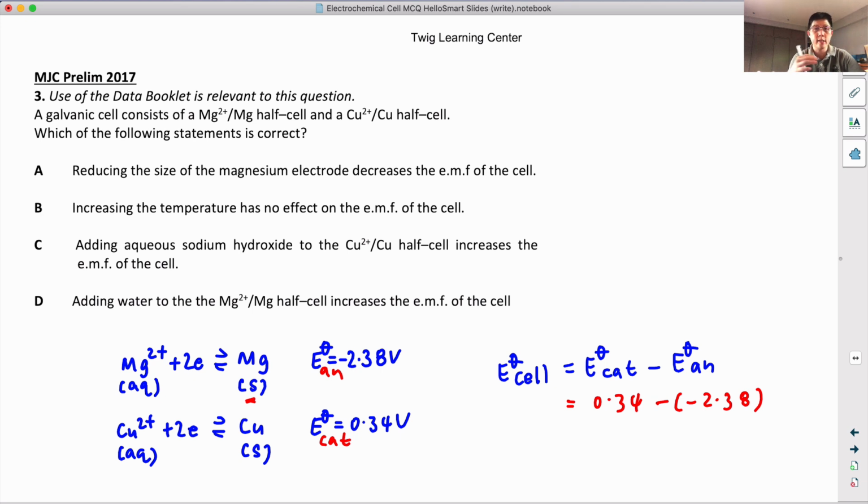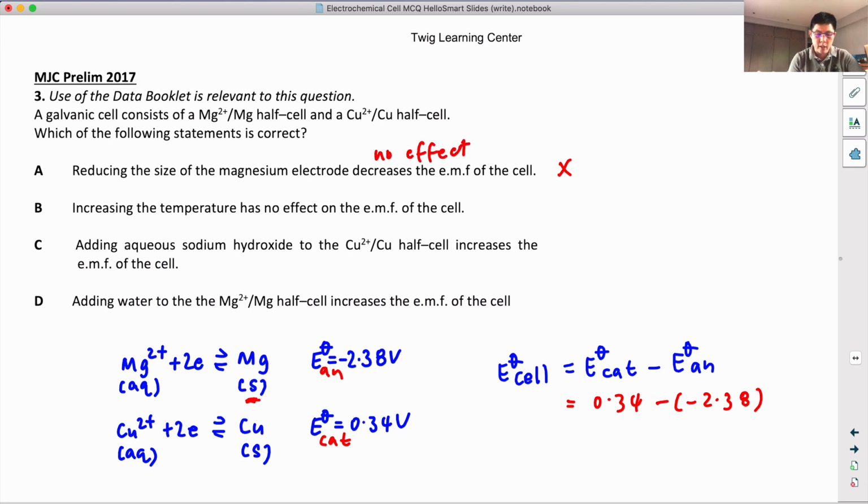It's like when you do Kc in chemical equilibrium, the solid is not part of the equilibrium constant equation, correct? So in this case, changing the size of the solid will not affect the position of equilibrium for this magnesium. So this statement is definitely wrong because it will have no effect. No effect.